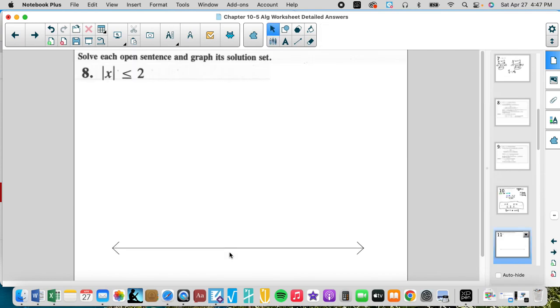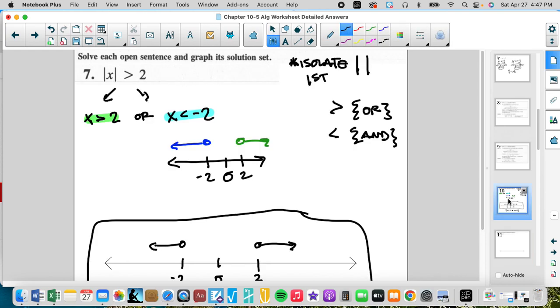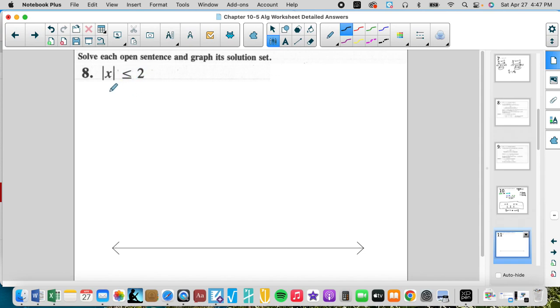Okay, let's bang that down a little bit. Is that the same problem? No, different problem. Oh, it's less than, that's why. So we have x is less than or equal to 2 and x is greater than or equal to negative 2. So do that in green, that in blue.